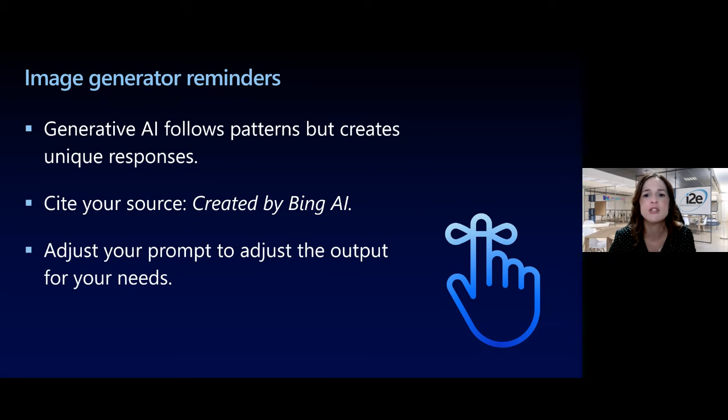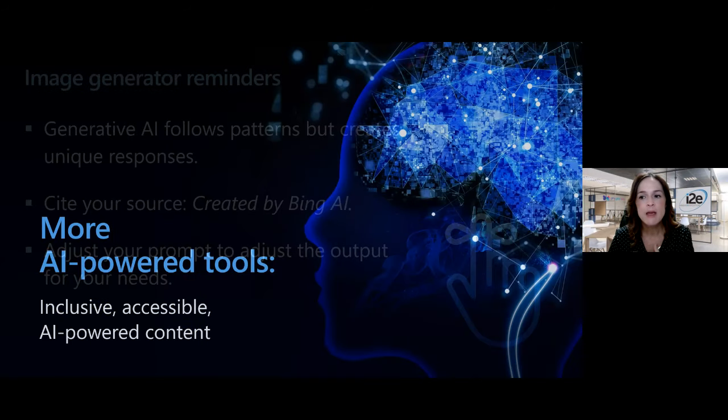Another reminder is to adjust your prompt to meet your needs. Just like I showed you with my first prompt, I asked it to reformat the book reviews into bullet points, and you can always do that. So we've covered a little bit of Copilot, a little bit of image generation, a little bit of text generation. We even showed making tables and charts. There are more AI-powered tools in the Microsoft suite, and so I'm going to wrap up by just bringing our attention to some of those additional tools.